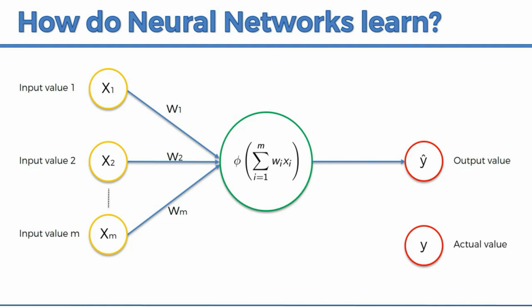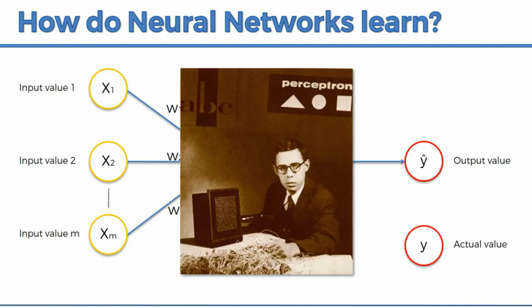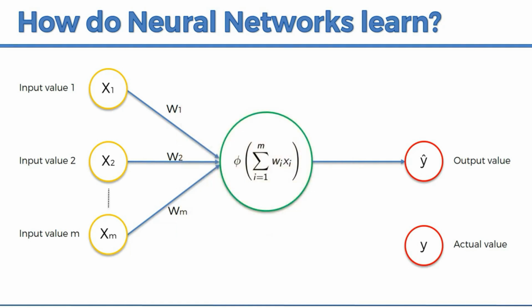And the perceptron was first invented in 1957 by Frank Rosenblatt. And his whole idea was to create something that can actually learn and adjust itself. And this is what we're going to be looking at now. So we've got our perceptron. Let's see how our perceptron learns.